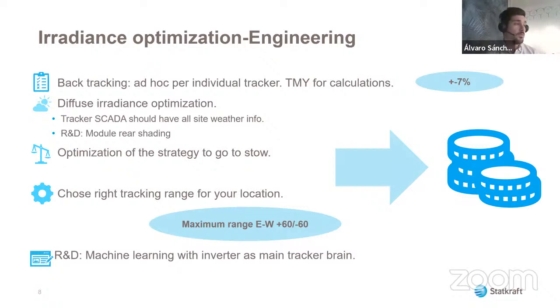And the last point to include, that is also included on this research and development project that we are doing, is the machine learning with inverter. So it's a new topic that the inverter will act as a brain for the tracker, and it will move the tracker according to the irradiance that you have and according to all the data that they have learned, in order to optimize your production across the year.